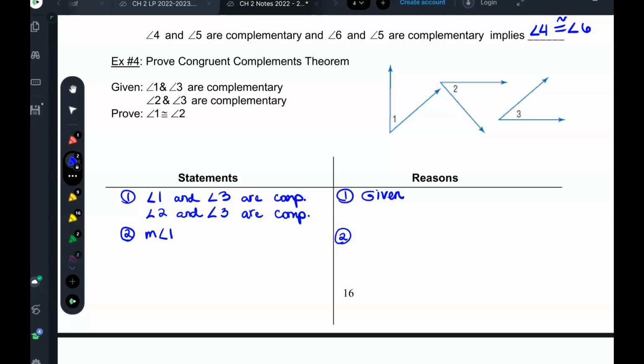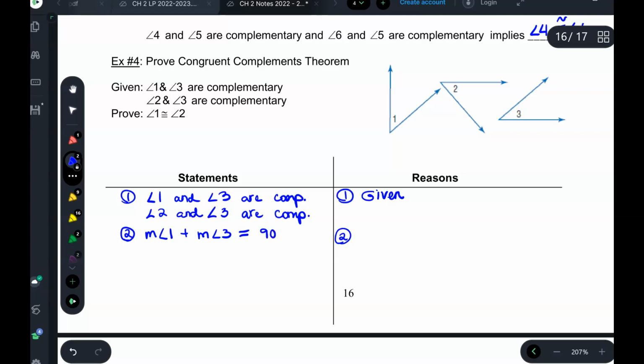Okay, it says the measures of the two angles are equal to 90. So then I'm going to put a plus sign, right? Measure of angle 3 equals 90 degrees. I will tell you, anytime you put a little m in front, you technically don't need to put a degree sign, because it's implied that you're talking about degrees, since you're talking about the measure of the angle. If you put a little degree sign in there, it's fine.